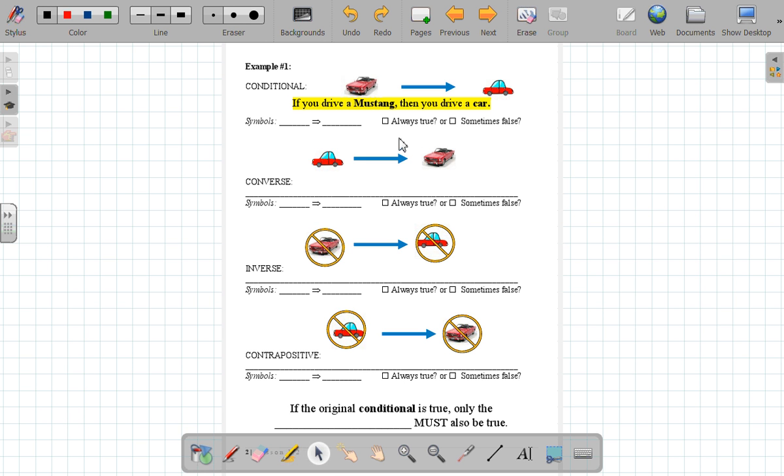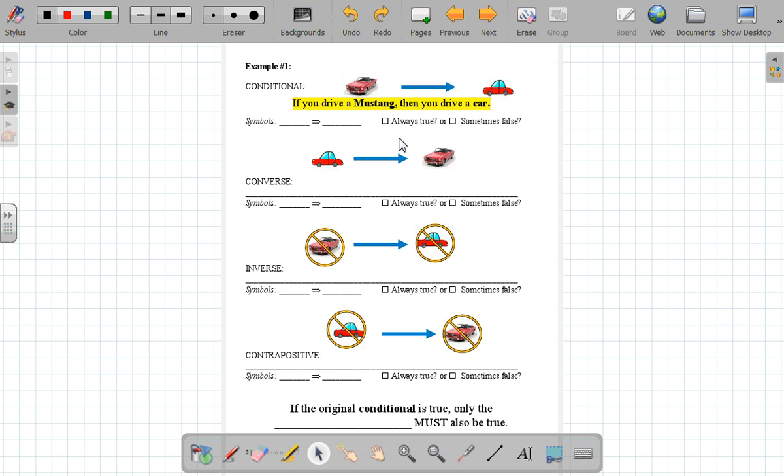Converse, switch. Converse, switch. Conditional. Inverse, flip. Inverse, flip. Say conditional. Contrapositive, switch and flip. Say it. Contrapositive, switch and flip. Okay, try this too.